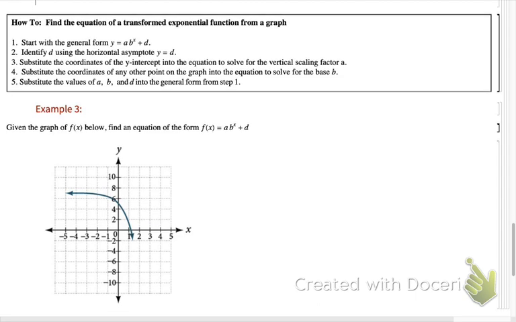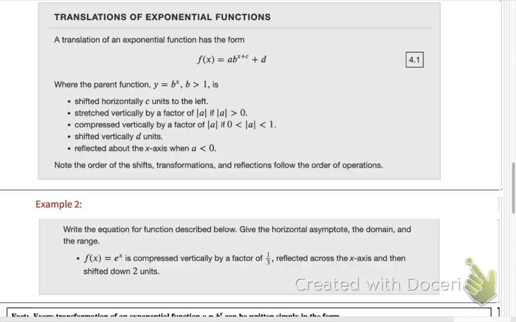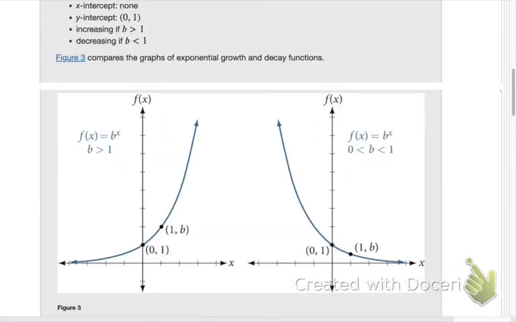And what we're going to do is start with the general form y equals a times b to the x plus d. Now we're first going to identify d using the horizontal asymptote y equals d. So it turns out that the parent function, if we go back up to their graphs, has a horizontal asymptote of y equals 0.